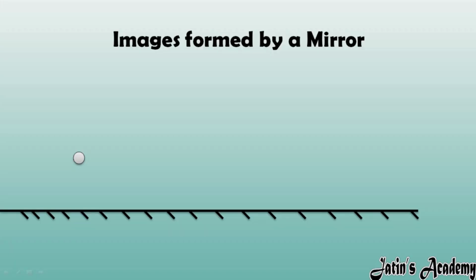Clear? Next, we have images formed by a mirror. So whenever an object is standing in front of a mirror, how is the image formed behind the mirror?